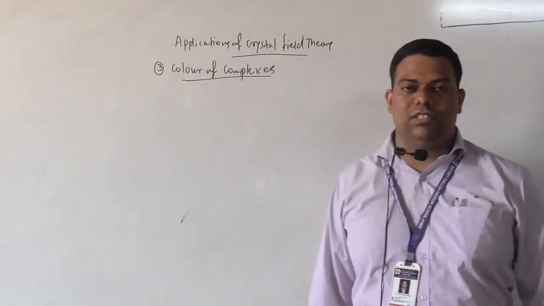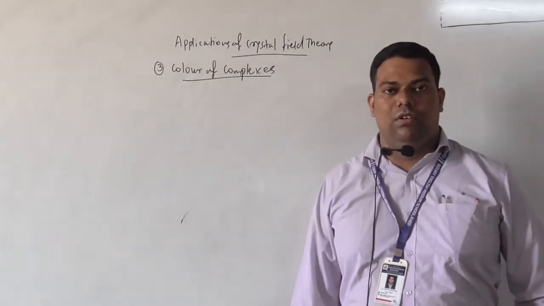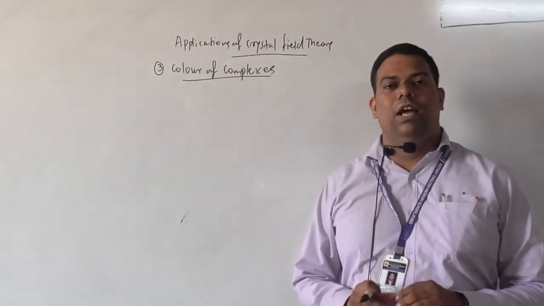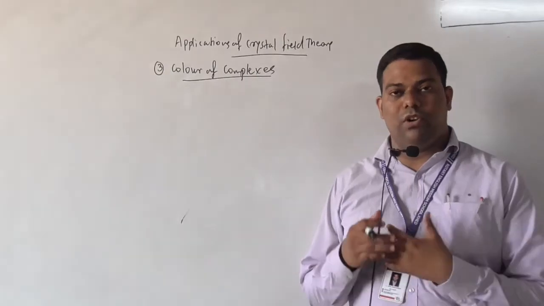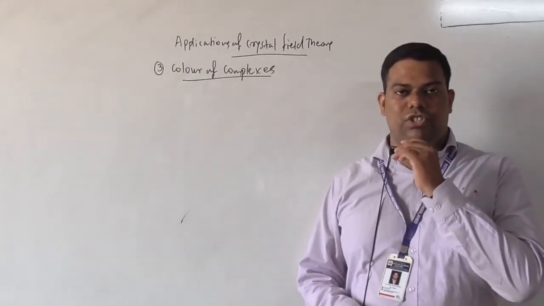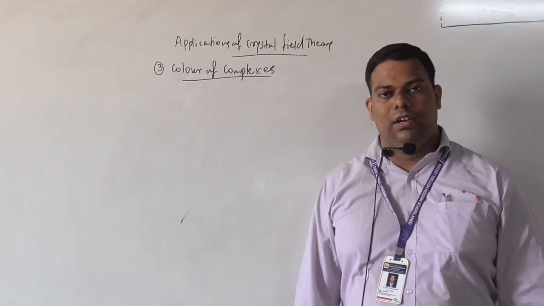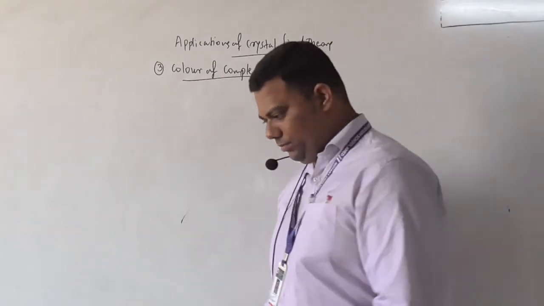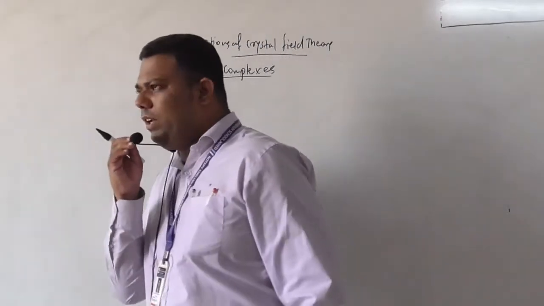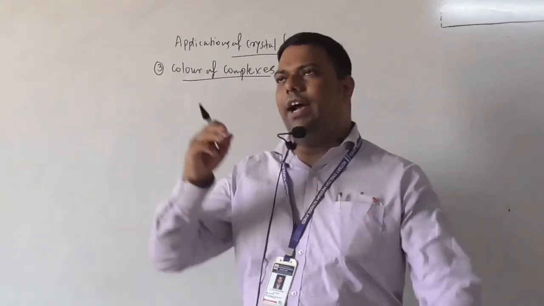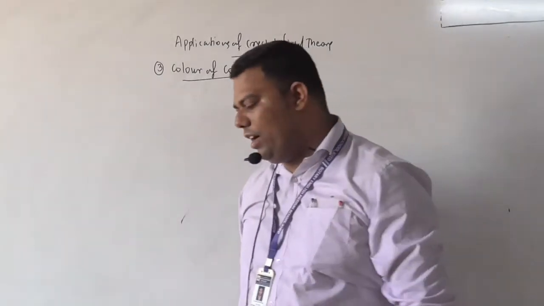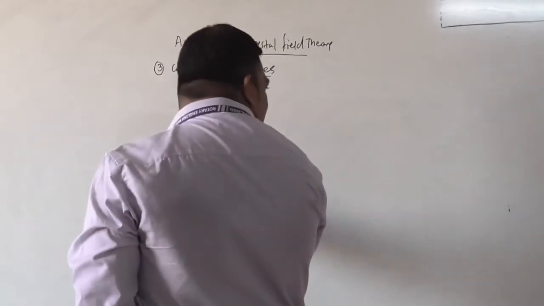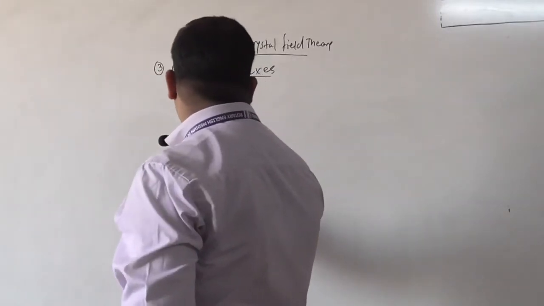As you know, when any substance is giving color, first, it is due to the presence of unpaired electrons, and it must undergo d-d transition. Then and only then will it show a color. Now, it can be explained on the basis of d-d transition and the presence of unpaired electrons.